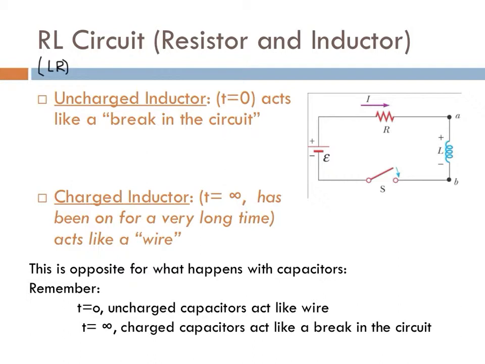Now, these rules are going to be very similar for an inductor as they were for a capacitor, but there are very key differences. First off, an uncharged inductor, which means at time t equals 0, acts like a break in the circuit. Whereas a charged inductor, meaning that it's been on for a very long time, acts like a wire. Now, for capacitors, this was opposite, so we need to make sure that we can distinguish between the two.